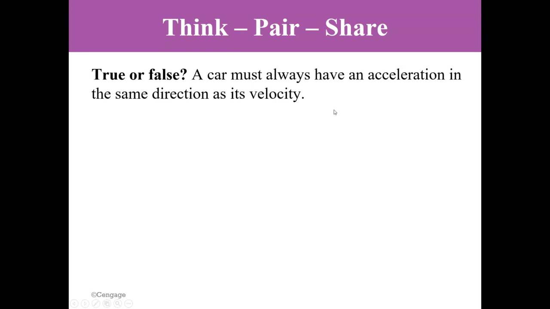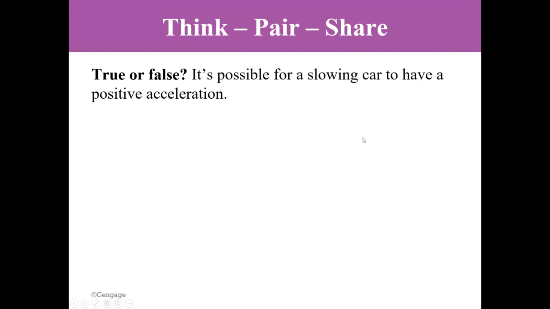Acceleration, we need it in order to speed up. We also need it to slow down. If we want to speed up, it would be along the same direction as the original speed. If we want to slow down, it would be opposite direction to the original speed. So it can be in either direction. It is possible for a slowing car to have a positive acceleration.